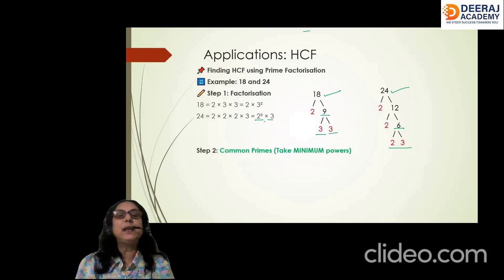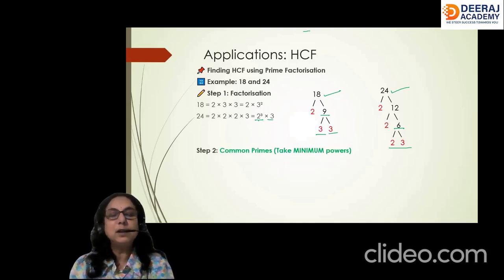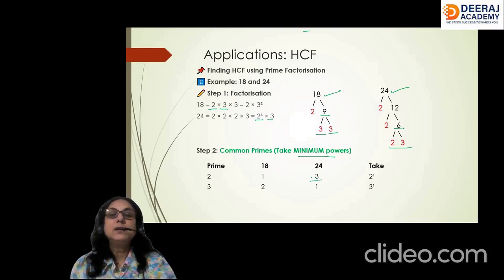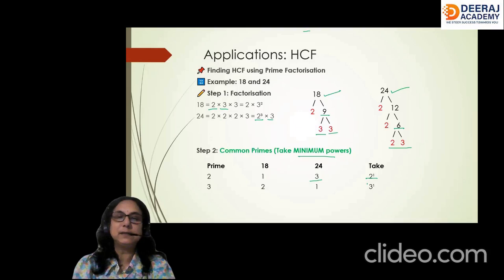Now we have to take the common primes, and we take the minimum powers when we have to find the HCF. So there are two types of prime numbers, 2 and 3, in both the numbers. In 18, the power of 2 is 1. In 24, the power of 2 is 3. So we have to take the minimum or lowest power, so we will take 2 to the power 1 here.